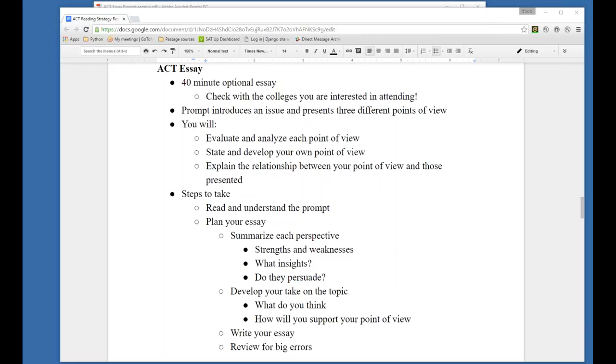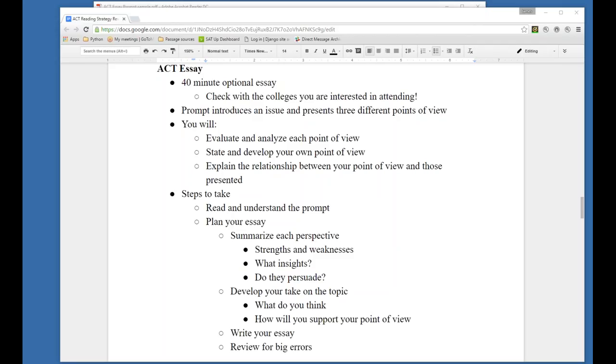We need to know what the issue is. We want to then plan our essay. We want to summarize each perspective. We want to think about the strengths and the weaknesses. What insights do they offer? And are they persuasive? And if they are, whether we agree with them or not, what do they use? How do they persuade? And then you need to develop your own take on the topic. What do you think about it? And you also have to think about how you are going to support your point of view.